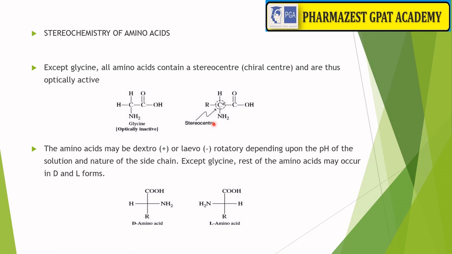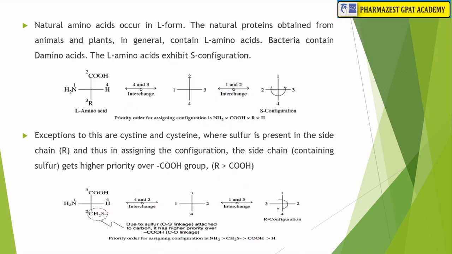This is a D amino acid. This is an L amino acid. This is D, dextro. This is L. See, these are placed here. Nitrogen is present here. So, based on rotation, these are given D forms and L forms.